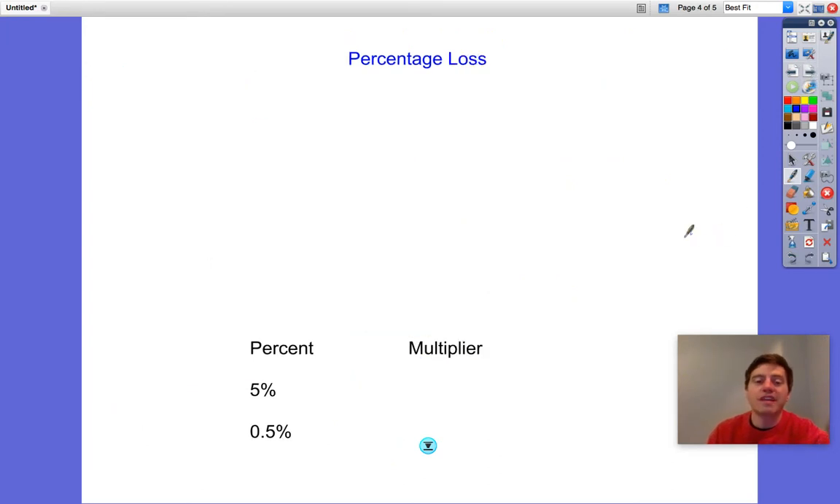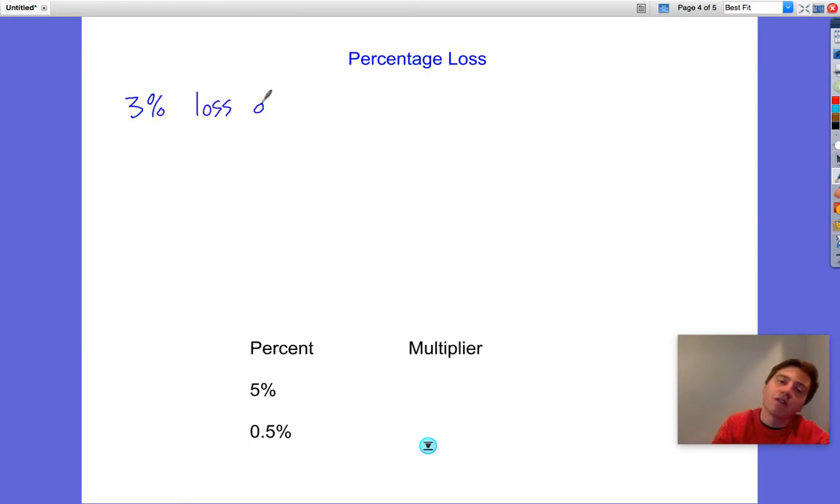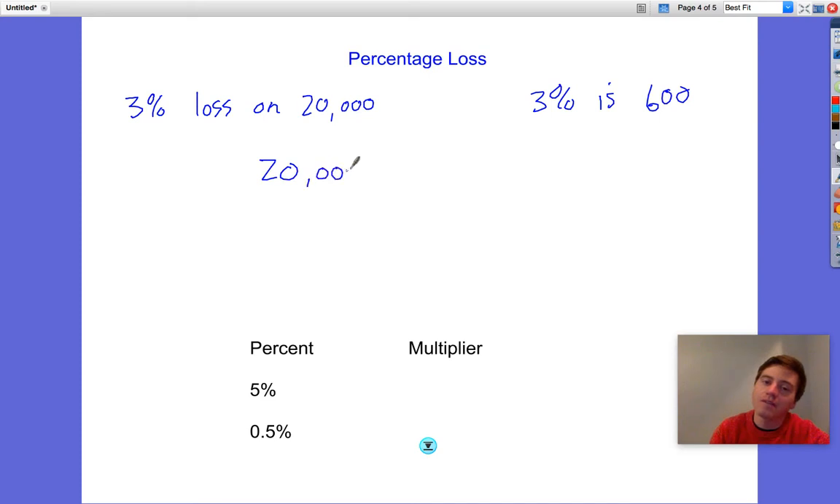What about percentage loss? Now it works so similarly. What if we wanted a 3% loss on 20,000? Well, then of course we'd have to find 3% of this. Well, we know 3% is 600, right? Now, if we're losing that, instead this time we would do 20,000 minus 600. That's going to give us 19,400.